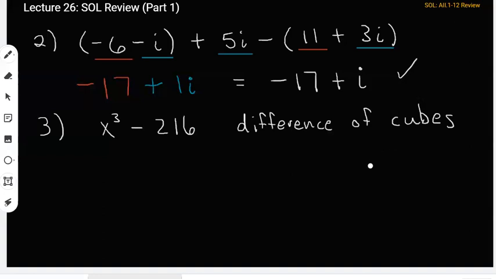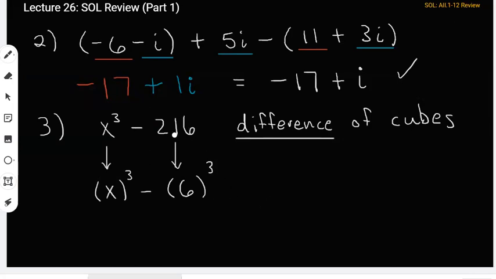Since we're subtracting, it's a difference. If we were adding, it would have been a sum of cubes. But now we've got a difference of cubes. So I need to figure out what exactly is the cube root of both of these. What is the cube root of x cubed? But also, what is the cube root of 216? If I take the cube root of x cubed, I would have x. If I take the cube root of 216, I would get 6.